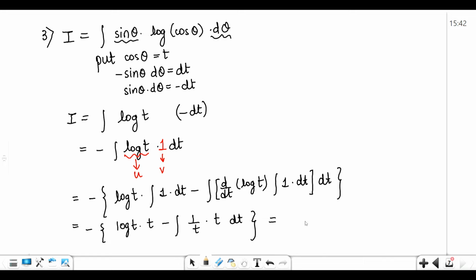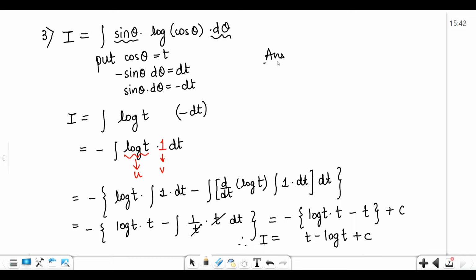I'll solve it here. So negative, again log t multiplied by t minus this t and t will get cancelled. Now the integration of 1 dt will be again t. Now the integration part is completed. We can write plus c. You can take the minus inside, so that will give you t minus log t plus c as I. Okay, so I'll write the final answer here.